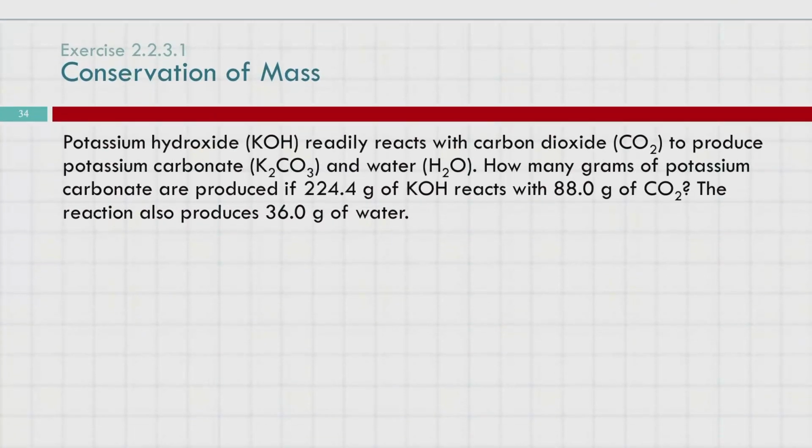Let's say that we have potassium hydroxide with the chemical formula KOH. This readily reacts with carbon dioxide, CO2, to produce potassium carbonate and water. So that's a chemical reaction. How many grams of potassium carbonate are produced if those amounts of the reactants react? And 36 grams of water is also produced.